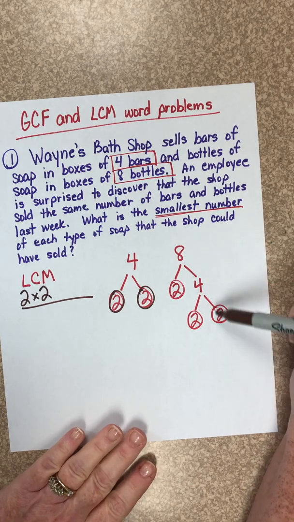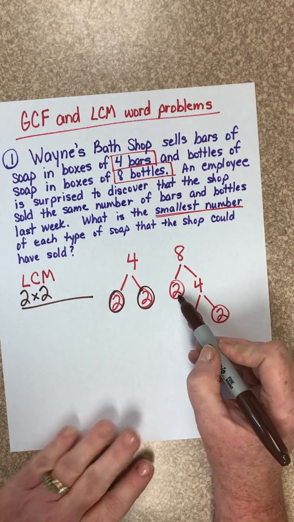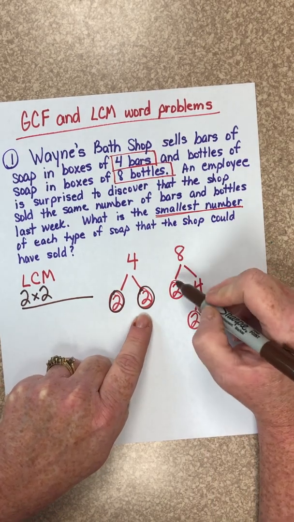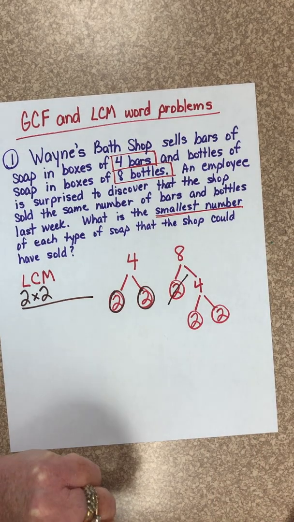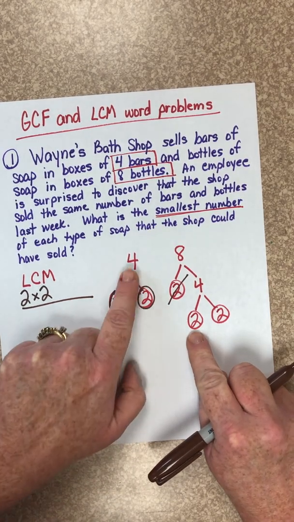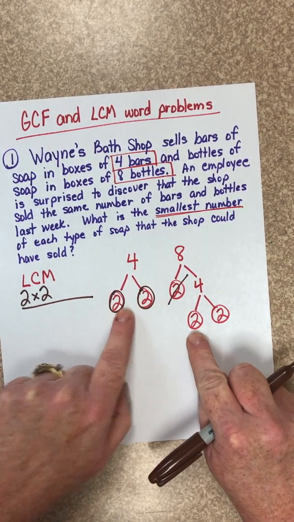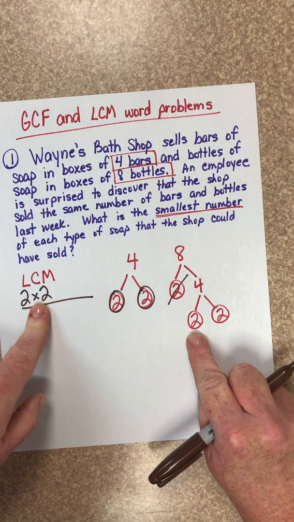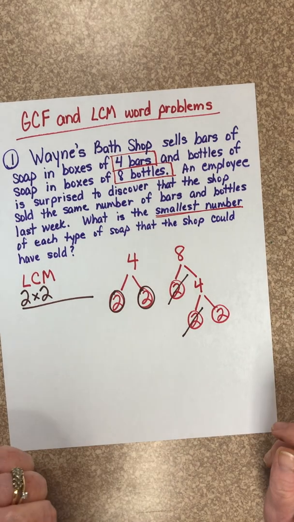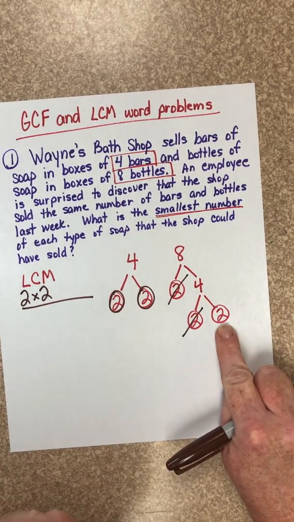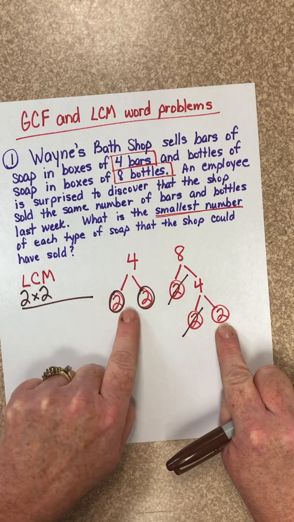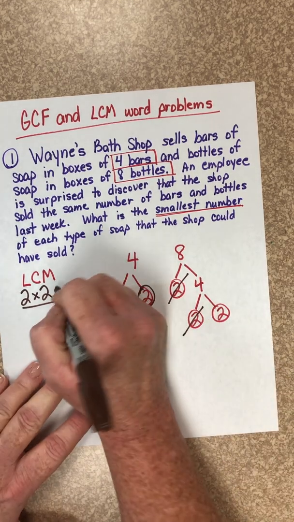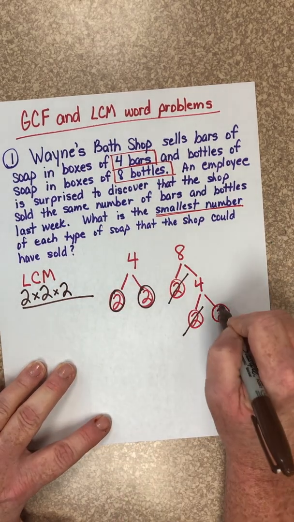Now I look to the second tree, and I see a 2. But I already have 1 2, so I don't need this one. And here's a 2, but if I look in the first tree, I had 2 2's. I already have 2 2's as part of my answer, so I don't need that one. But then I see I have a third 2. But in the first tree, I only had 2 2's, so that means I need this one. So times 2. We'll keep that one.